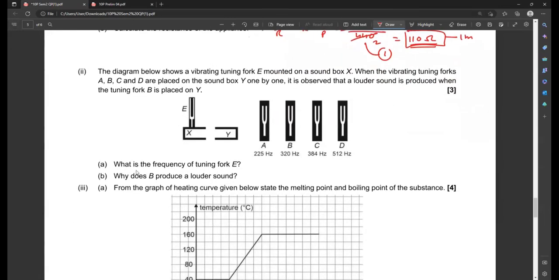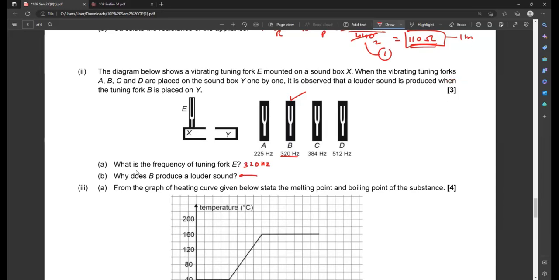Okay, below diagram shows a vibrating tuning fork E mounted on a sound box. When the vibrating tuning forks A, B, C, D are placed on the sound box Y, one by one, it is observed that a louder sound is produced for tuning fork B. So you can see that it is 320 hertz and it produces a louder sound with E. So what is the frequency of E? 320 hertz. Why does B produce a louder sound? Because B is resonating. That's a shorter way. Remember, this is 2 marks.